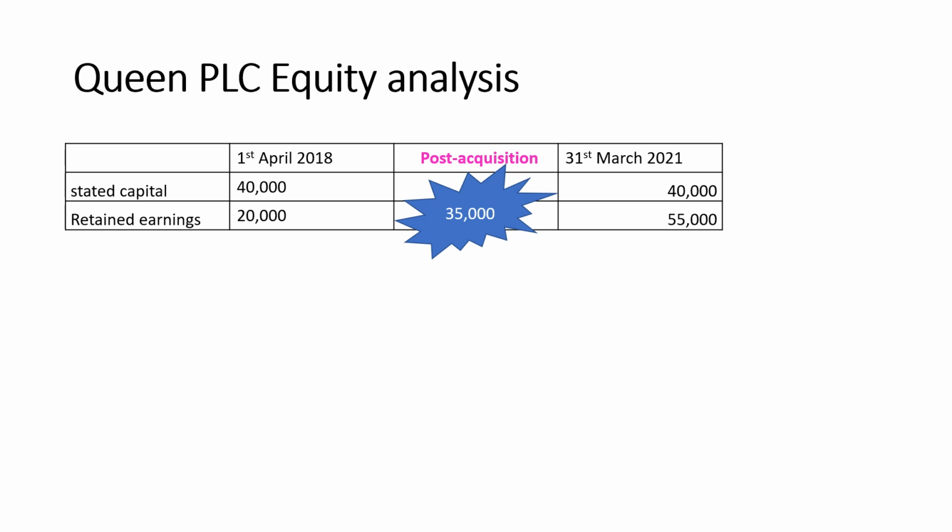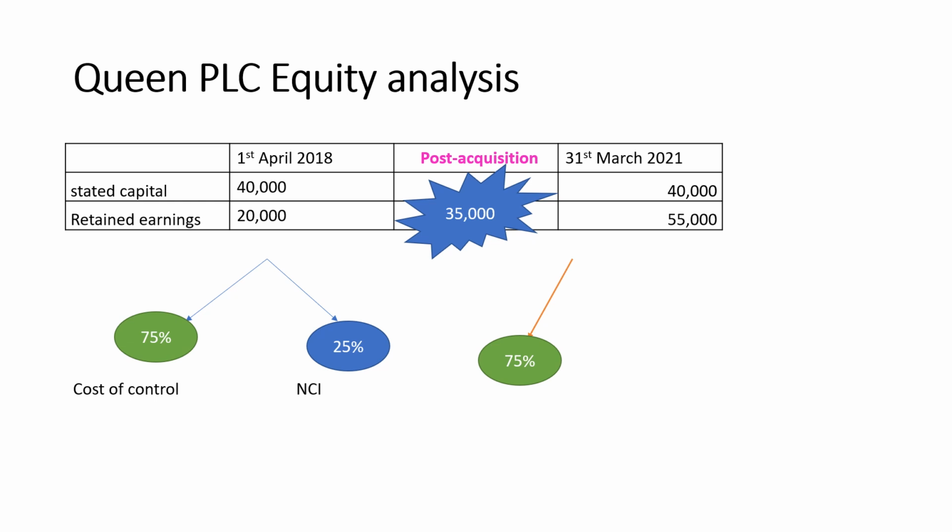Now, out of the pre-acquisition reserves on 1st of April 2018, 75% should go to the cost of control in order to calculate goodwill, and the remaining 25% has to be transferred to the non-controlling interest account. Then the balance, the post-acquisition reserve, goes 75% to the consolidated reserve and 25% goes to the non-controlling interest.